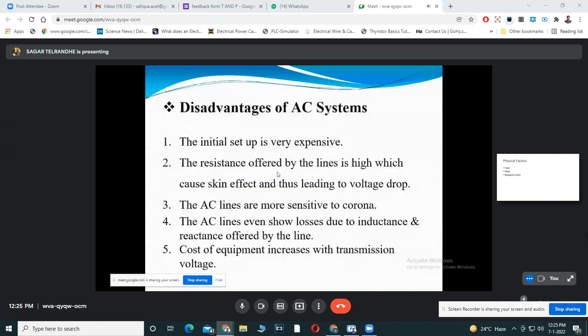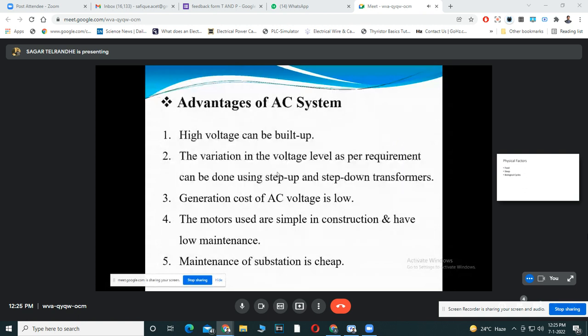The advantages of AC system are that high voltages can be built up. The variation in the voltage level as per the requirement can be done using the step up and step down transformer. Generation cost of AC voltage is low. The motors used are simple in construction and have low maintenance. Maintenance of substation is very cheap.